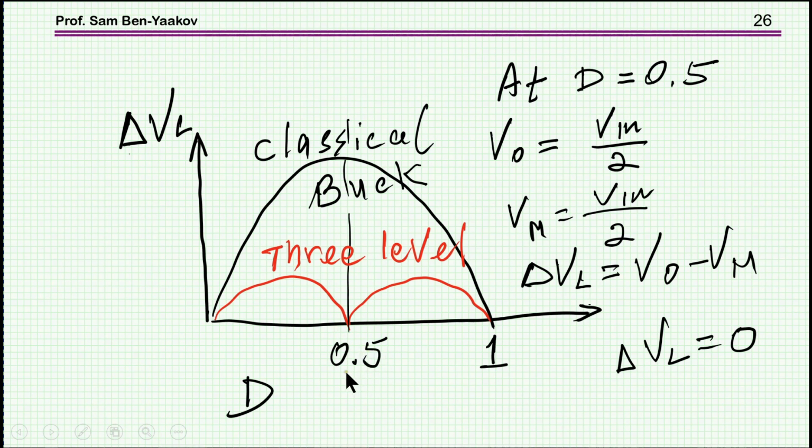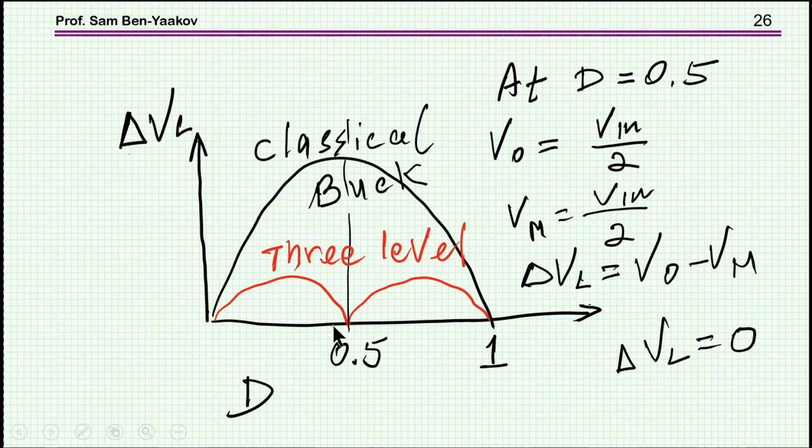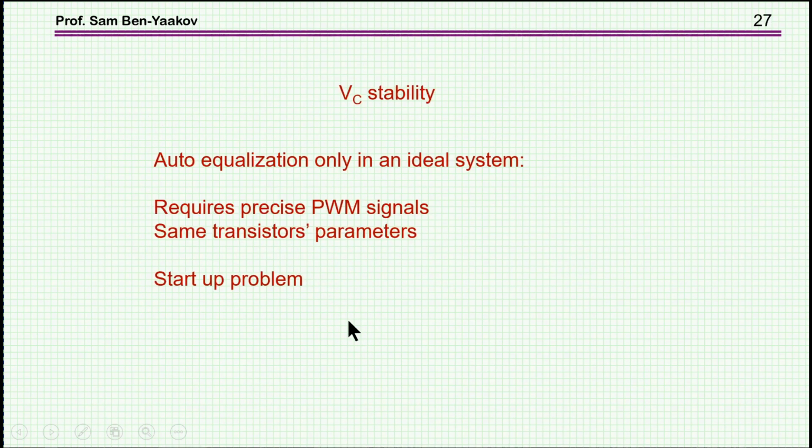in the two cases, when the duty cycle is 0.5, you find at the midpoint Vin over 2, which is the output voltage. So therefore, in this case, when the duty cycle is 0.5, there is practically no difference between the midpoint and the output, and therefore the delta is small, or theoretically going to 0, and this explains this 0 point here.